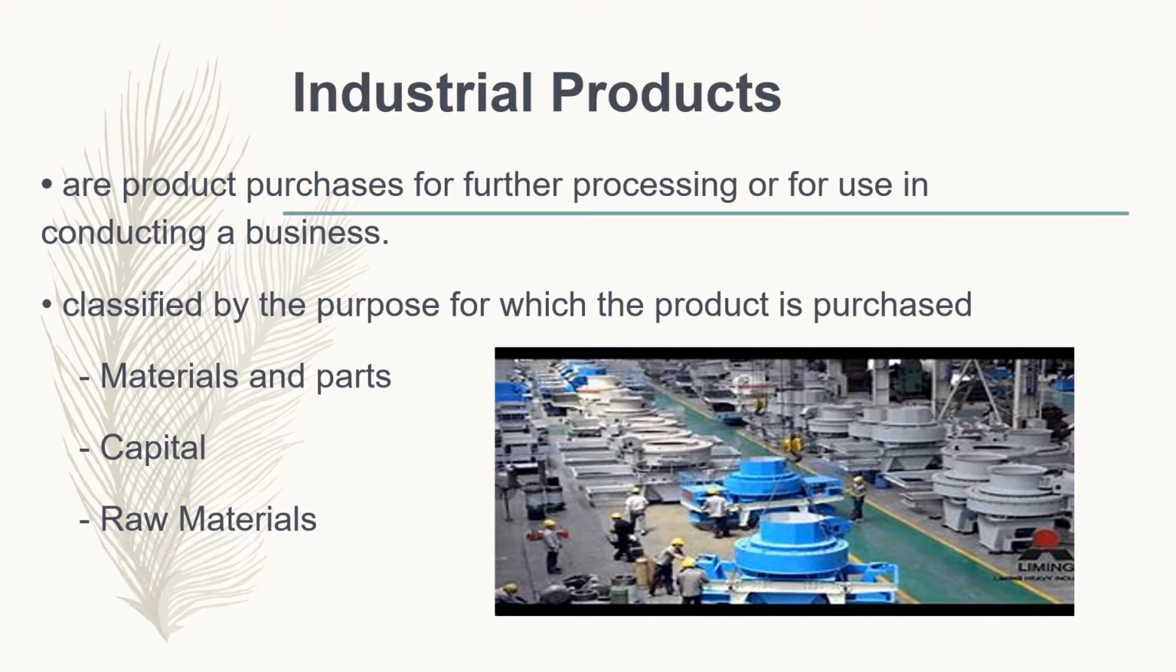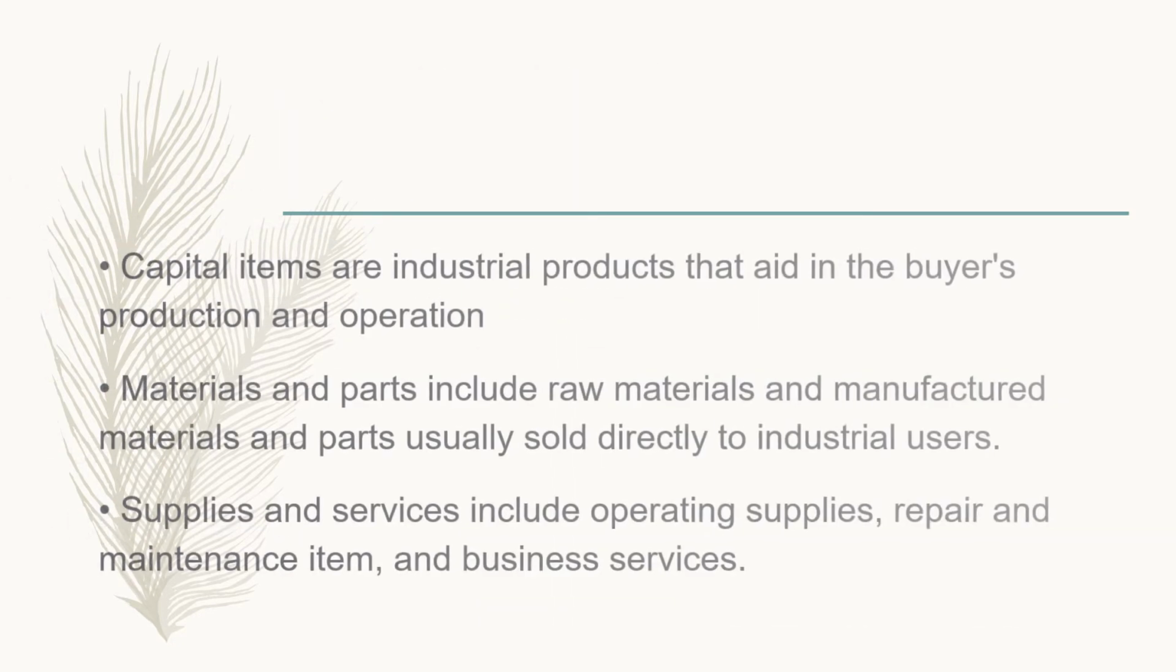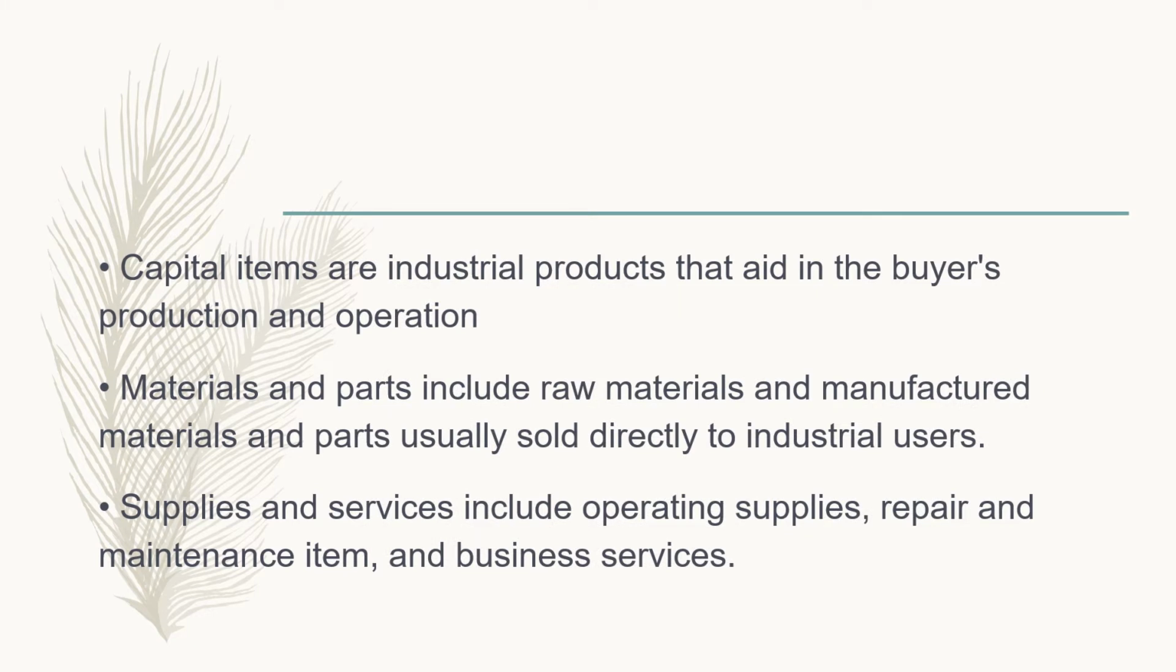It is classified by the purpose for which the product is purchased. First, the materials and parts, the capital items, and the raw material. The capital items are industrial products that aid in the buyer's production and operation. Materials and parts include raw materials and manufactured materials and parts usually sold directly to industrial users. So these goods have undergone a manufacturing process, but they need further processing or need to be combined with other materials or parts before they are ready to reach the ultimate consumers.